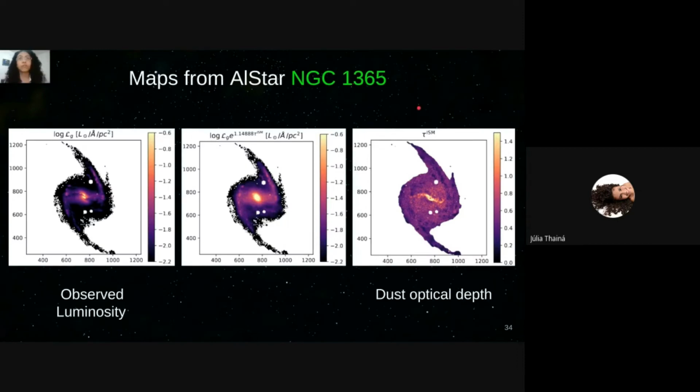Here we have three maps for the galaxy NGC 1365. The first is the observed luminosity at the g-band, and the third is the map of dust optical depth from our stars. Then here in the middle we have how this galaxy would be seen without the dust. Then we can see visually that it looks consistent.